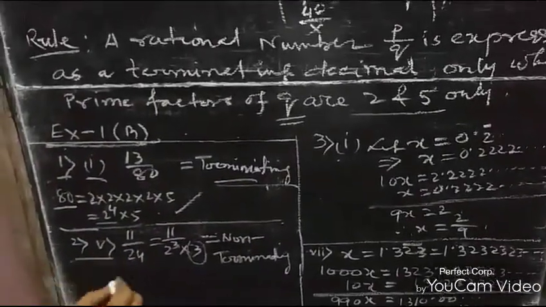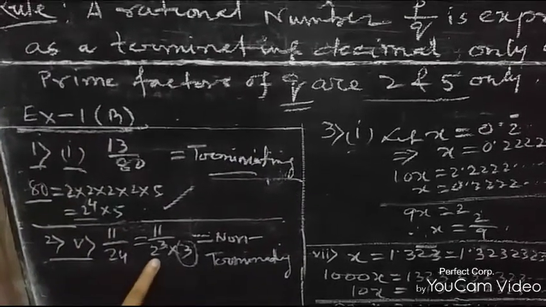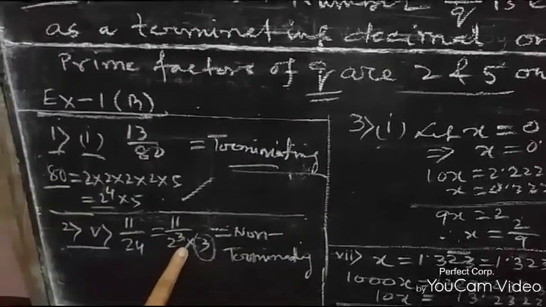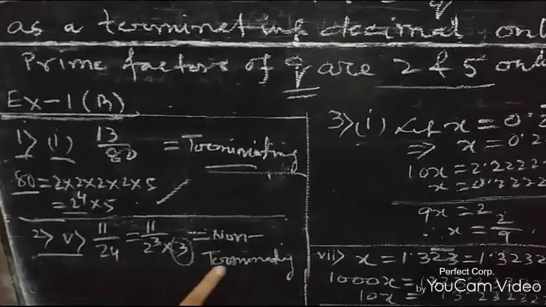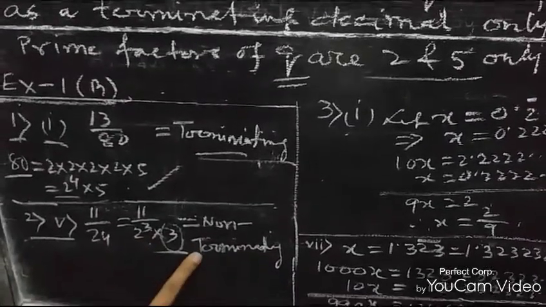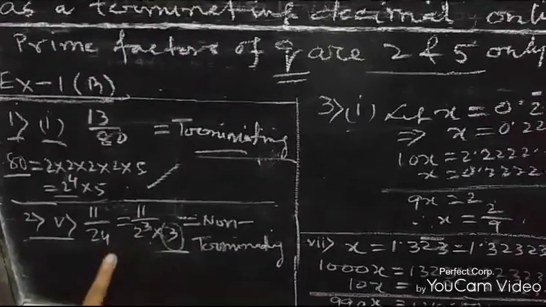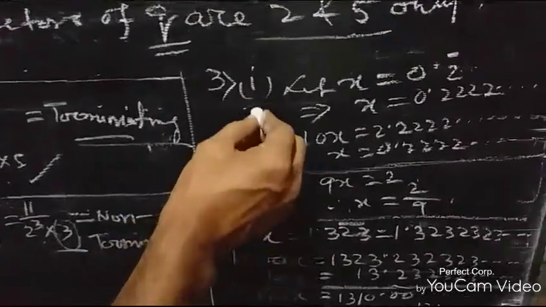Number 2, see here, 11 by 24. 24 can be written as 2 to the power 3 into 3, that is 8 into 3 is 24. So this is non-terminating because 3 is a prime factor of this denominator. So this is non-terminating.